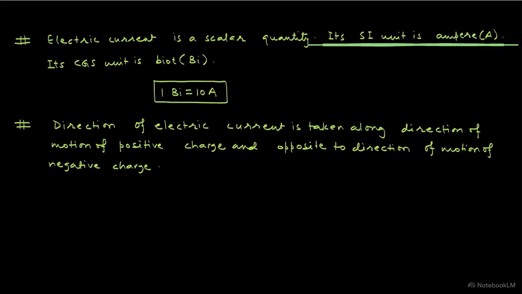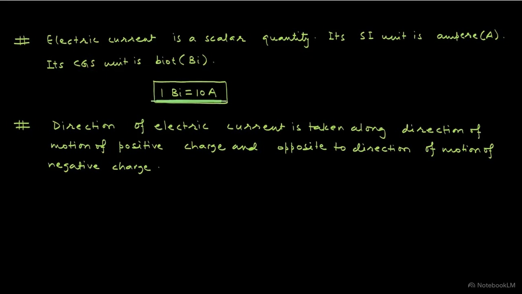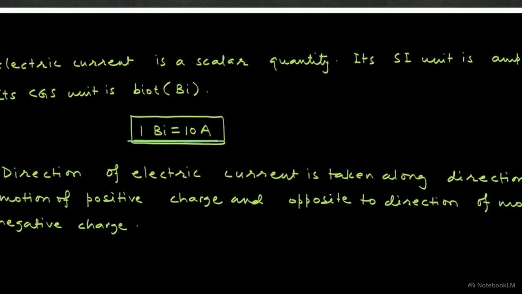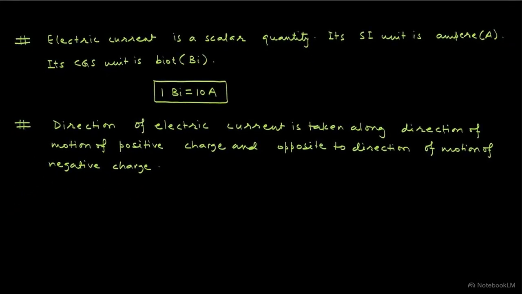Its standard SI unit is the ampere, but you will also see it measured in the CGS unit called the biot. Note the precise conversion factor here. 1 biot is equal to exactly 10 amperes. Moving to the text at the bottom, there is a strict convention for plotting the direction of this flow. Current is always drawn parallel to the motion of positive charges and directly opposite to the motion of negative charges.